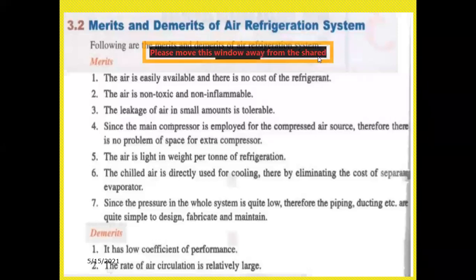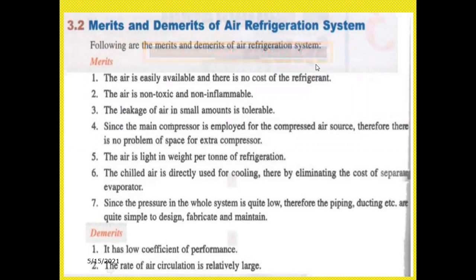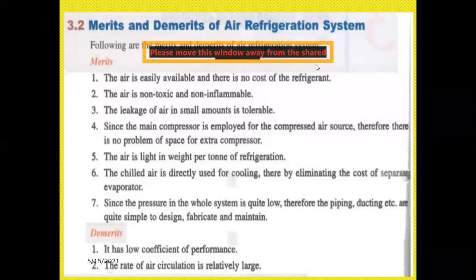Next one is that the chilled air is directly used for cooling, right? Whenever you are using air conditioners, the chilled air can be directly used for our purpose. What is the main purpose? Cooling of the room and cooling of objects. So we can directly use it for cooling, thereby eliminating the cost of a separate evaporator.